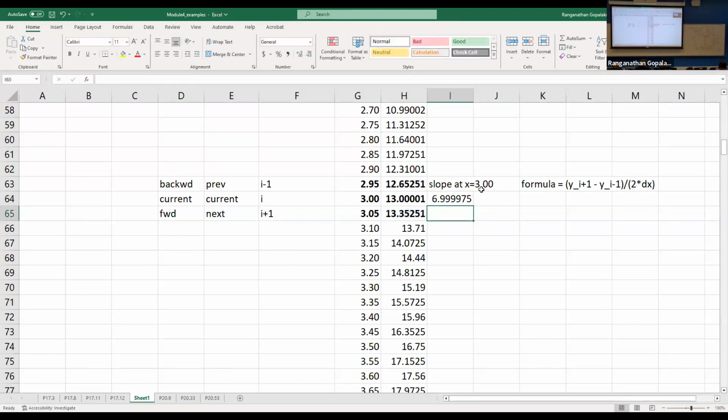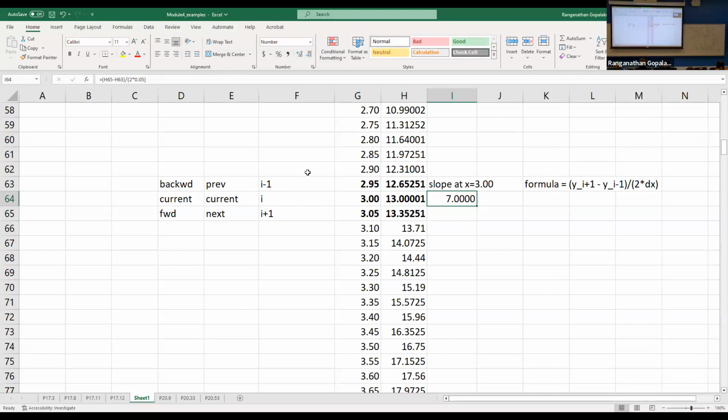So if I hit enter, okay, you get 6.99975, which if I round off to 4 decimal points, I would still be ending up back with 7. At least let's all of us complete the calculation, and then we'll get a different data set which will tell perhaps the story that I want to tell.